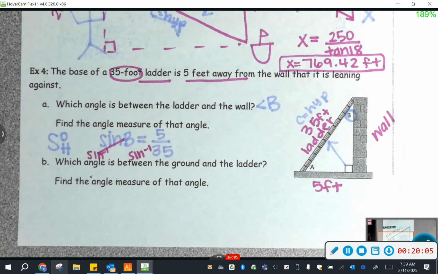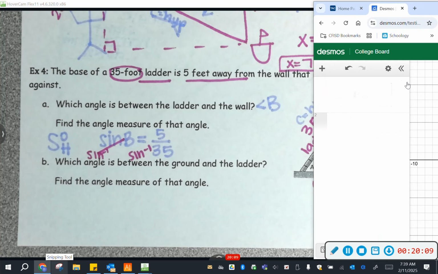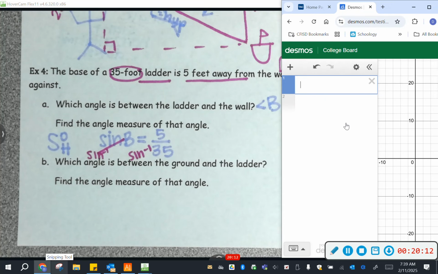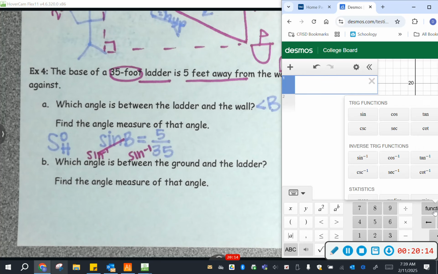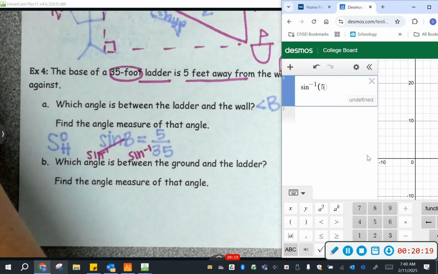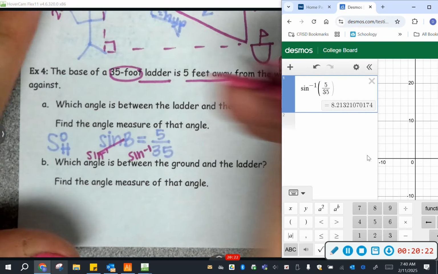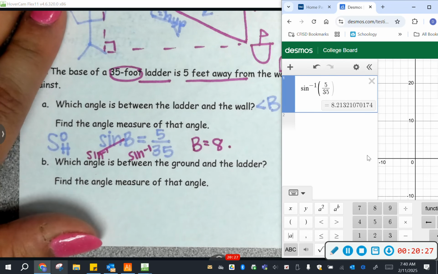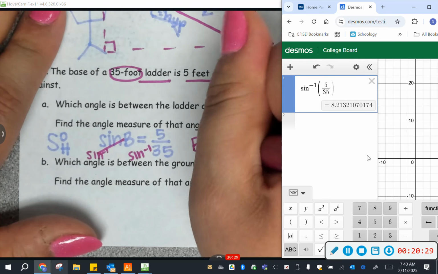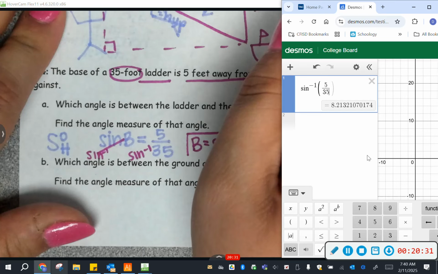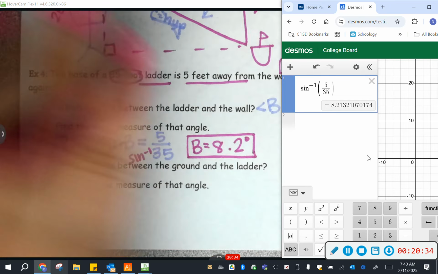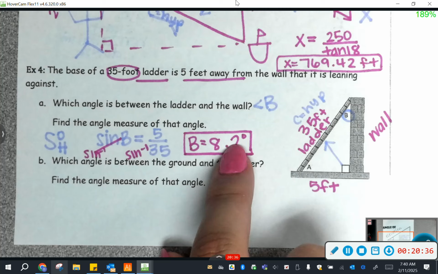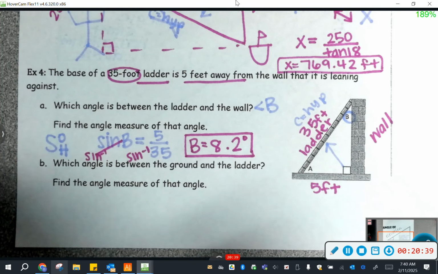And just put that in the calculator. What is the inverse sine? Remember, to do inverse, you have to hit the functions button right here, and you're choosing the one with the little -1. 5/35 is 8 point, it's an angle, so I'm only going to go 1 decimal here. 8.2 degrees is what I got. Is that what y'all got?